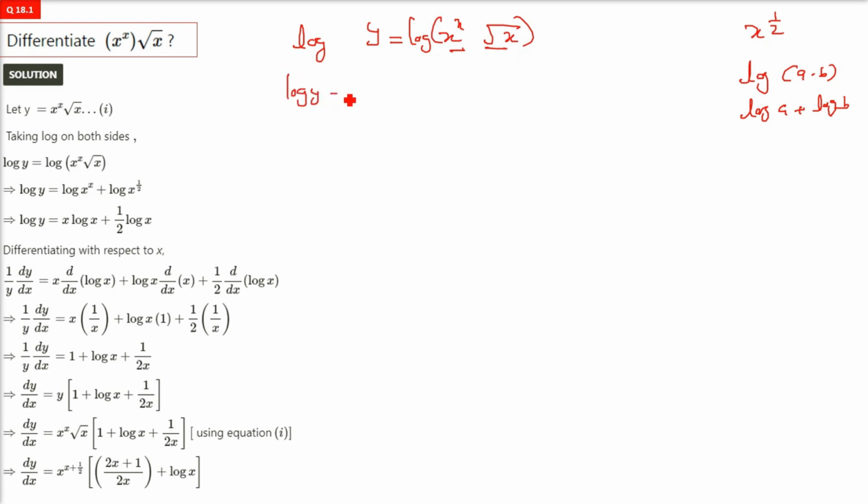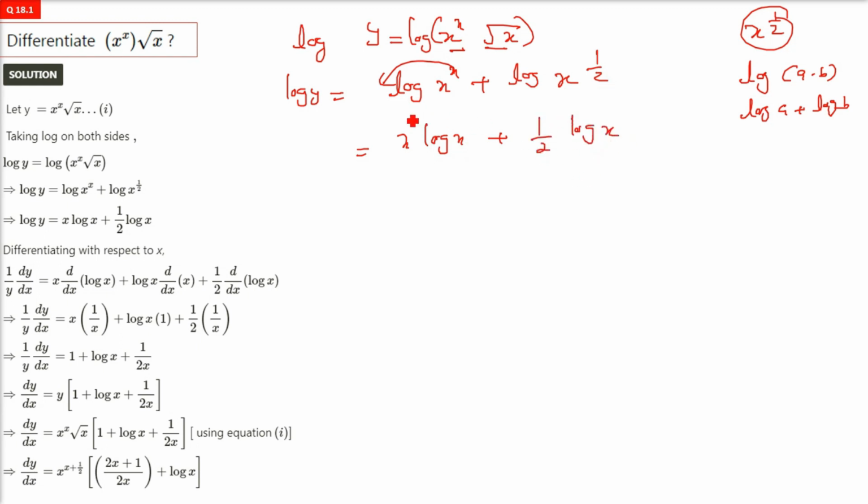So log y is equal to, this is log a, which is log of x to the power x, plus log of under root x. I am writing it as x to the power half. Because power will come in front. So it will be x log x plus half log x, and it is equal to log y. So x log x will be through product rule. Half into log x, we don't need any product rule. So this d by dx I am doing for x log x and then for half log x. Left hand side it will be 1 by y dy by dx.